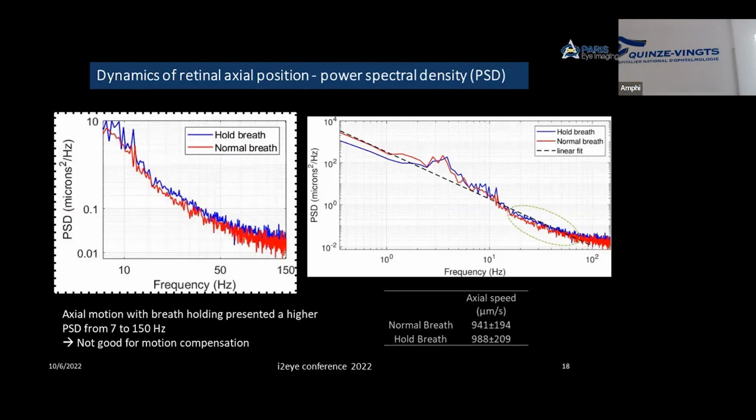And then we look at the frequency from 7 to 150 Hz of the high frequency domain. We find the breath holding seems to show a bit higher PSD of the axis motion, and this is not good for the real-time axis correction. And also, according to previous statistics, we find that the axis speed in case of the breath holding seems to be faster than keeping normal breath. So this means we might not need to have the breath holding for the in vivo retina imaging.